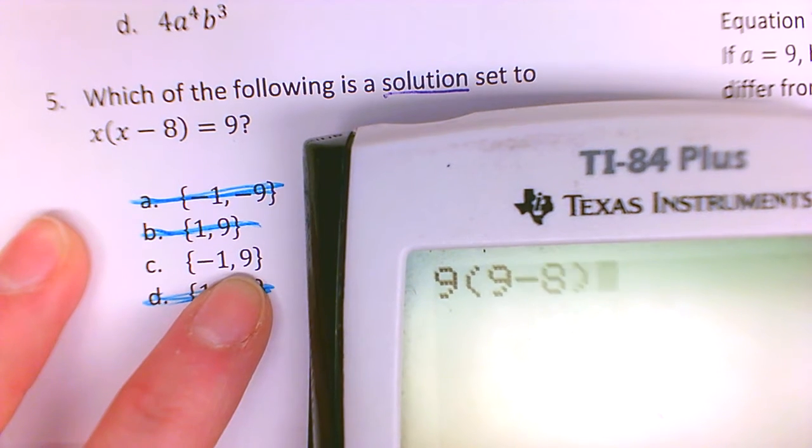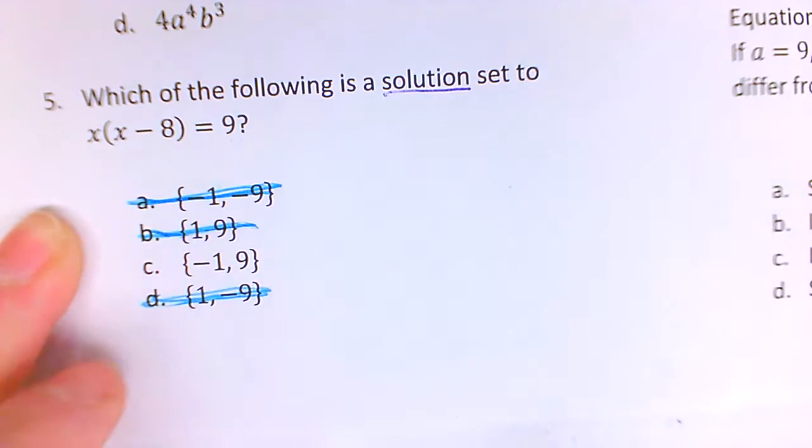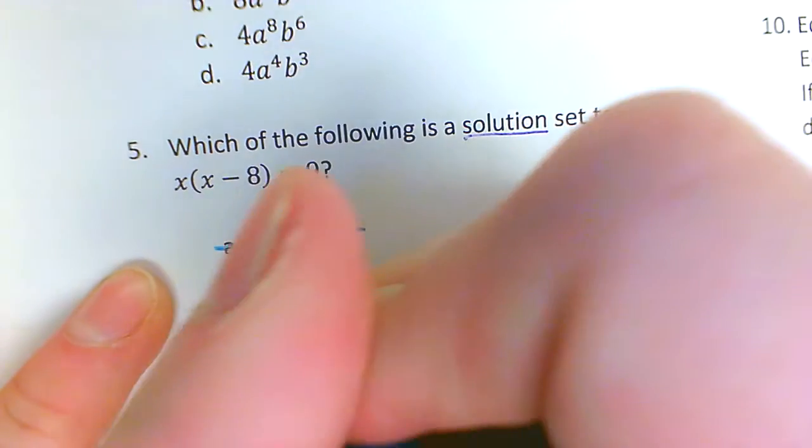So 9 times 9 minus 8 equals 9. And that's exactly what we wanted it to equal, so that is our answer for C.